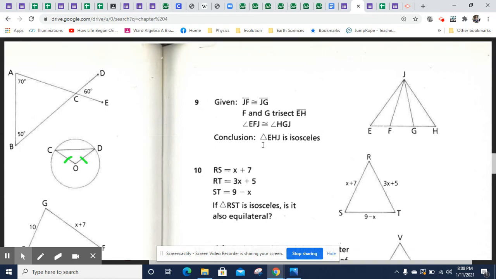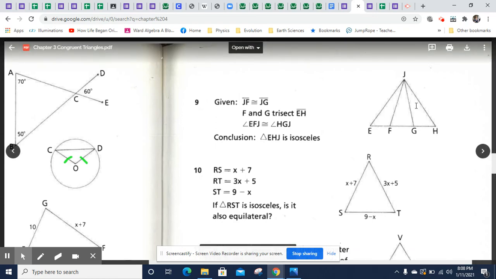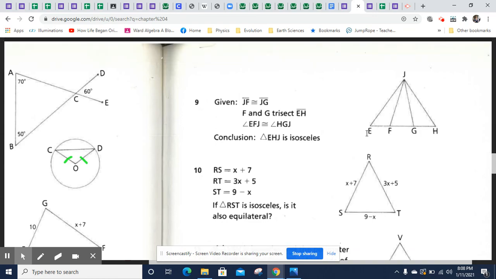Hints on this one: you want to prove that EHJ is isosceles, and you know that JF and JG are congruent. You also know that F and G trisect EH, which means that all 3 of these segments are congruent. So it would probably be useful for you to be able to prove that this triangle is congruent to this triangle, because then you could use CPCTC, and you can do that because these 2/3 of EH are going to be the same as these 2/3 of EH. That'll be congruent.